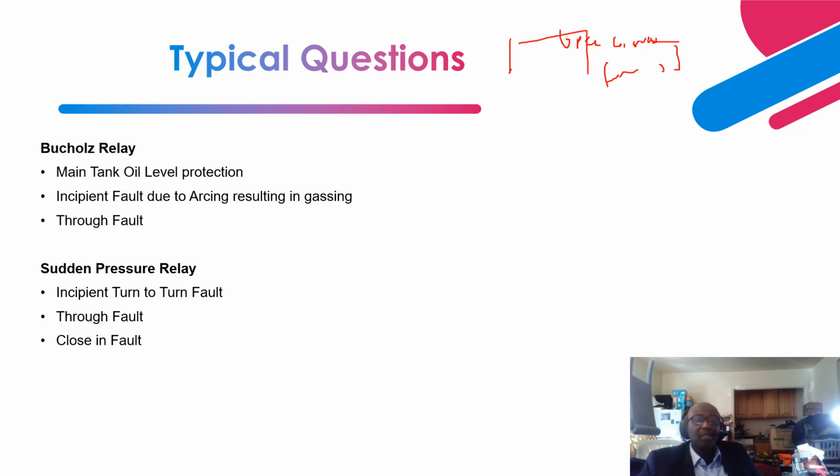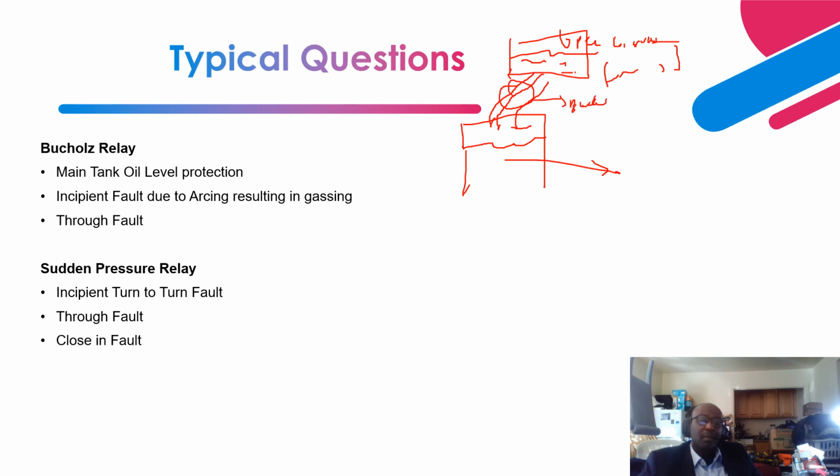If this is a conservator and this is my main tank, in between the conservator tank and the main tank there's something called downcomer piping. The conservator tank is acting as a reservoir. Its goal is to replenish the depleted oil level in the main tank. In between the conservator tank and the main tank is this Buchholz relay. And these are the three functions of the Buchholz relay. The first one is the oil level in the main tank.